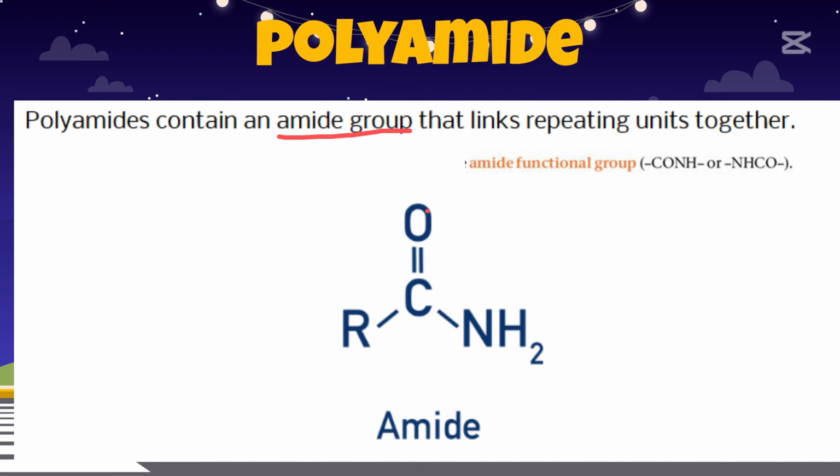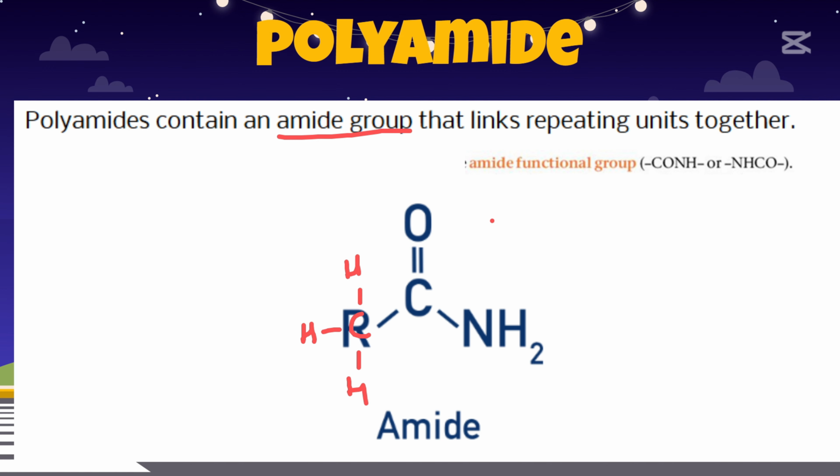So it's C double bond O and NH2. Note that this R could also represent any alkyl group. It could have been CH3, or CH2CH3. So that's what the R means. Now if you look at it, what two functional groups come to mind? You see a C double bond O and you see an NH2.